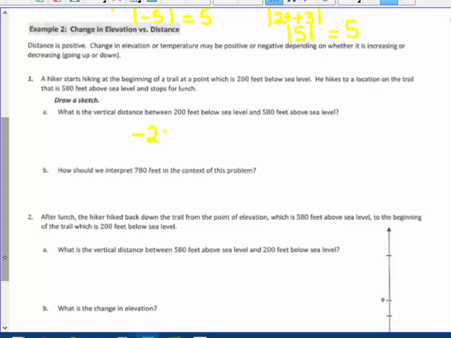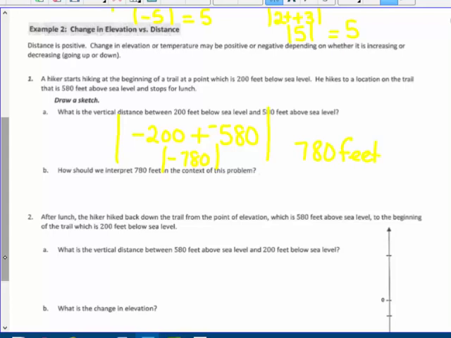Well, 200 feet below sea level is negative 200. And the distance between them would be, if you were to subtract them, their difference, but find that absolute value. Well, negative 200 minus 580, add up, I get negative 780. That's in absolute value, which would be 780 feet.